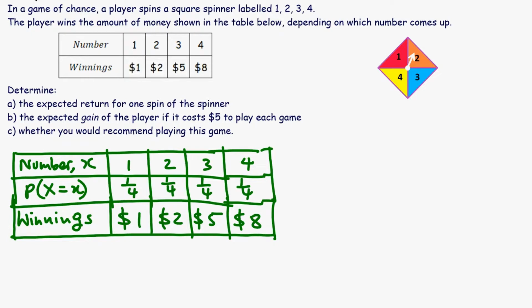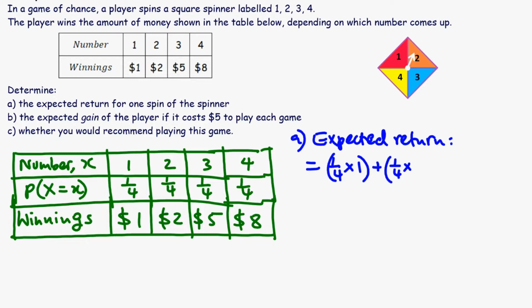So part A of this question, they're asking us to find the expected return. Expected return is like the expected winnings. So that will be equal to a quarter multiplied by $1 plus a quarter multiplied by $2 plus a quarter multiplied by $5 plus a quarter multiplied by $8, and this will be equal to $4. So in one spin of this game, you expect a return of expected winnings of $4.